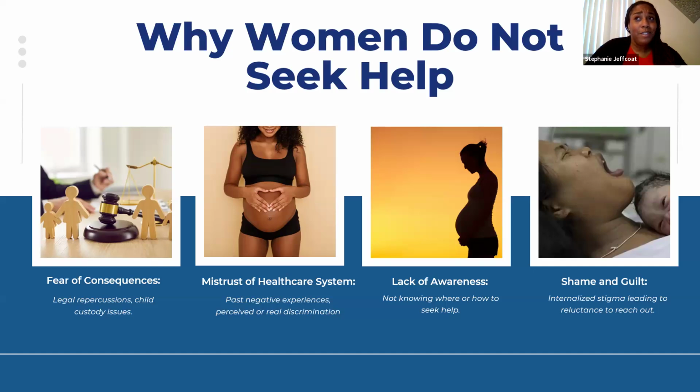Like, many people seek medical attention because they have some sort of illness or something that they're dealing with. But if you are afraid to go to your healthcare provider because you know that you're going to be criminalized for the information that you share with them, that's going to prevent many women who are pregnant and dealing with these substances from even going in. And then kind of the lack of awareness, like not knowing where or how to seek help, and the shame and guilt that is attached to this.